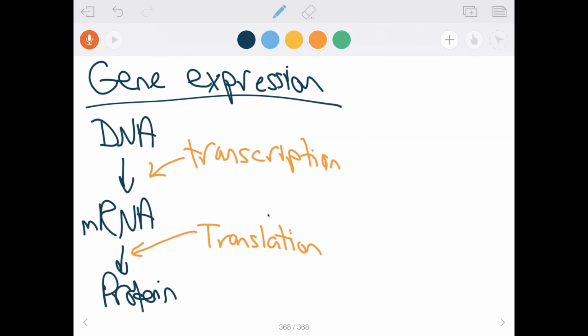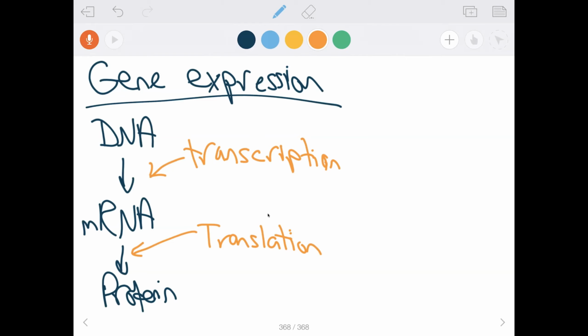Now it could be any gene. It could be a gene that causes pathogenicity. It could be a gene that's associated with the membrane. It could be a gene that makes arginine, which we'll talk about later. It could be anything, really. But it's still going to follow this process. DNA is going to be transcribed to mRNA. mRNA will be translated to a protein.